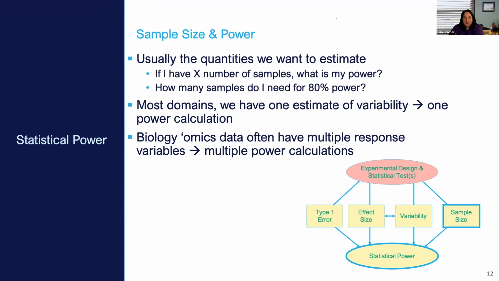The one thing I want to point out that's a key difference here is that in most domains, we have one estimate of variability. You're only studying one variable, so you get one power calculation. But in biology, when you're generating omics data, you almost always have multiple response variables, so multiple proteins or metabolites, and you get multiple power calculations to make life even more complicated.